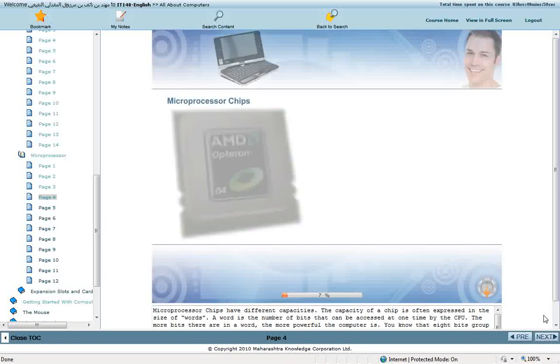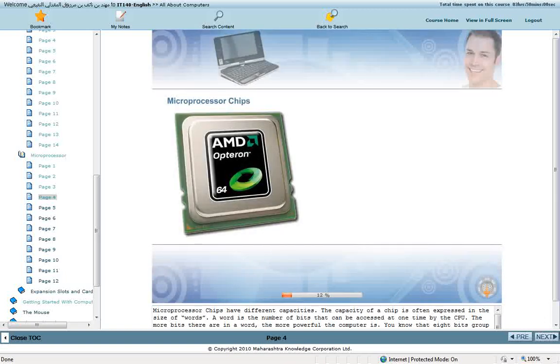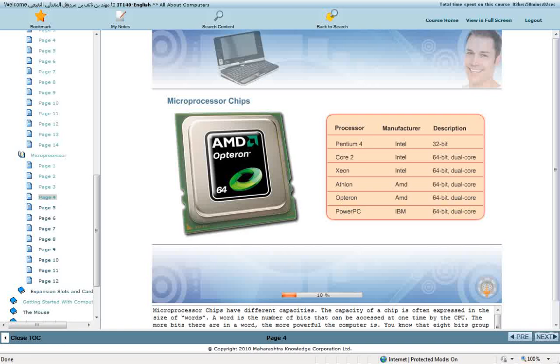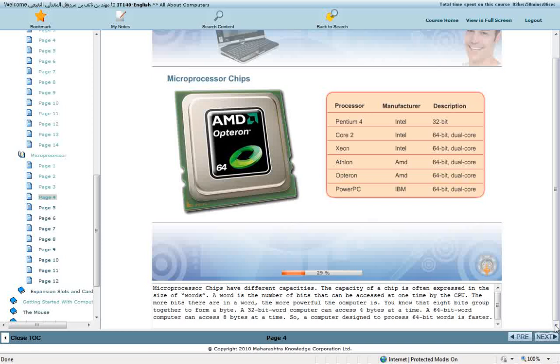Microprocessor chips have different capacities. The capacity of a chip is often expressed in the size of words. A word is the number of bits that can be accessed at one time by the CPU. The more bits there are in a word, the more powerful the computer is.